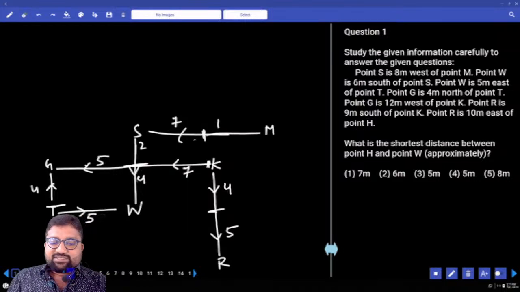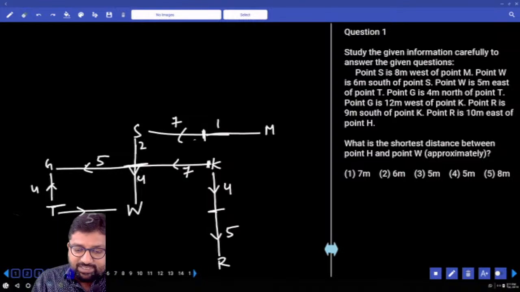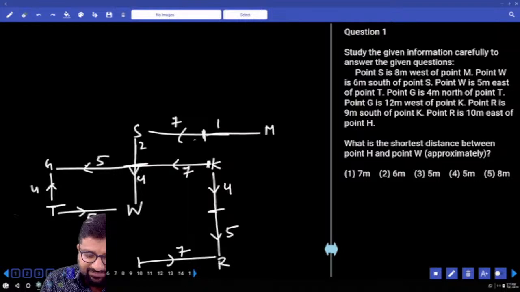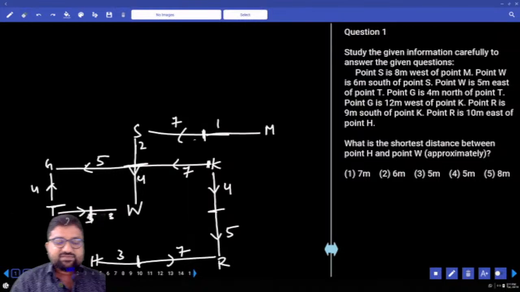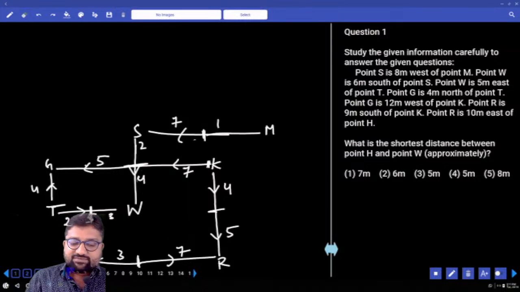Point R is 10 meters to the east of H. This is 7. I need to travel for another 3. And this is what? H. And if I mark a point exactly parallel to H, the distance becomes 3 and 2. Am I done with the question? Yes, I'm done with the question.